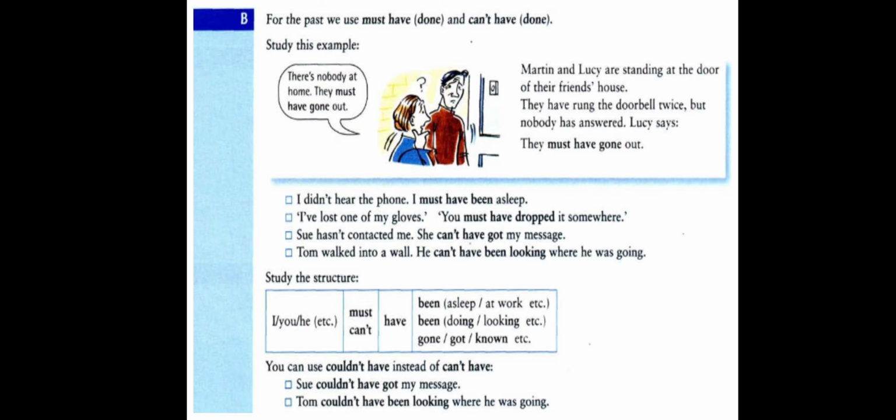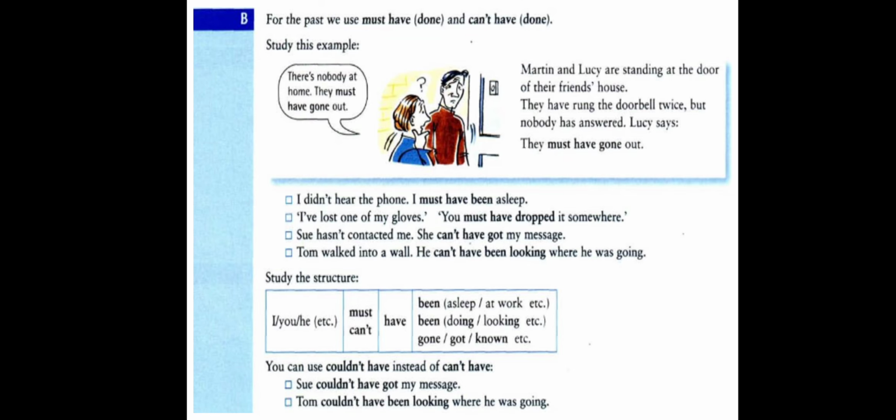The fourth example: Tom walked into a wall. Walked here indicates past. So to make inference, to make a negative conclusion, the person says he can't have plus past participle. So it becomes he can't have been looking.